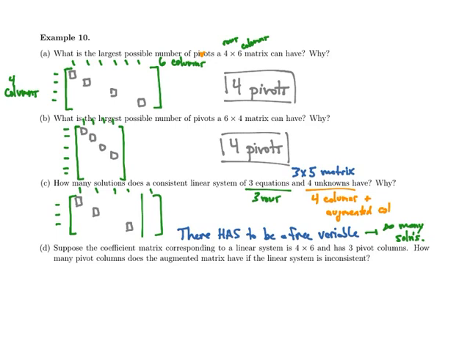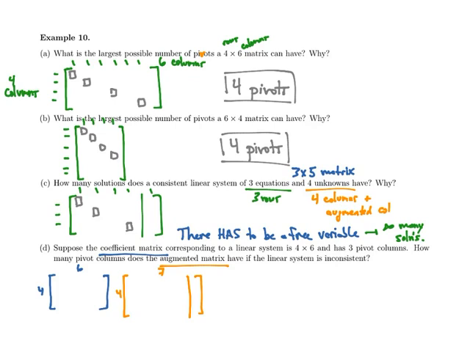All right, last thing. Suppose the coefficient matrix corresponding to a linear system is 4 by 6 and has 3 pivot columns. How many pivot columns does the augmented matrix have if the linear system is inconsistent? So one thing we're talking about here is the coefficient matrix is 4 by 6, and the augmented matrix is 4 by 7. There's one extra column there.